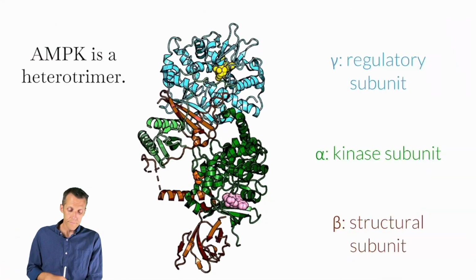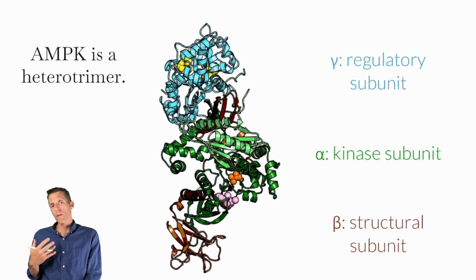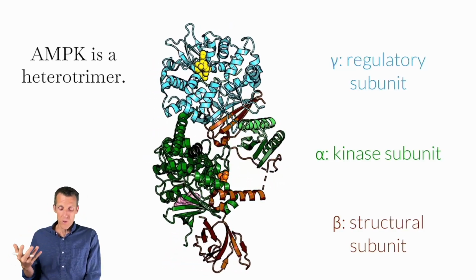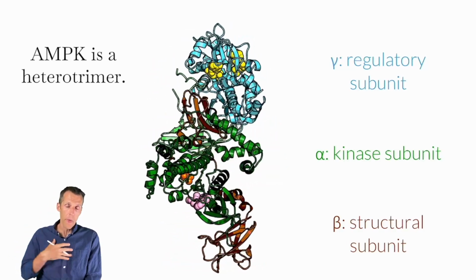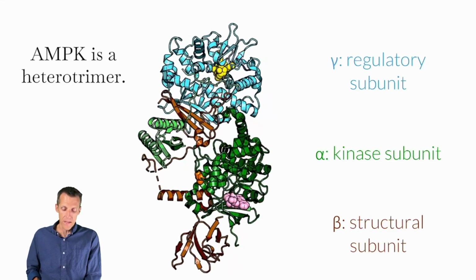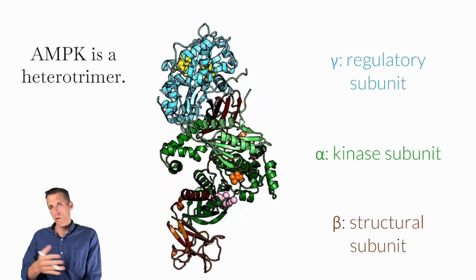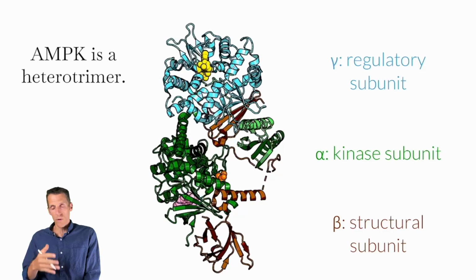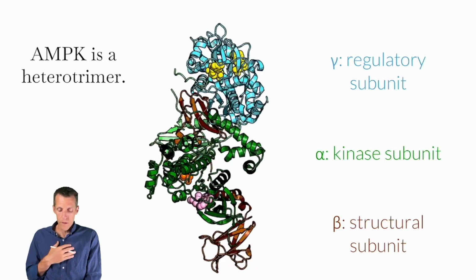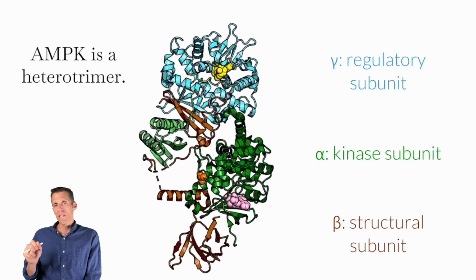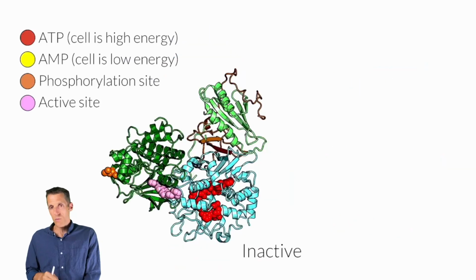Okay, cool. The way that this molecule works is it's a heterotrimer. So it's three different proteins that interact together. A gamma regulatory subunit in blue, an alpha kinase subunit in green, and then a structural subunit in purple. And what I'm going to show in the next slide is the difference between the inactive form and the active form. So here is the inactive form of this.